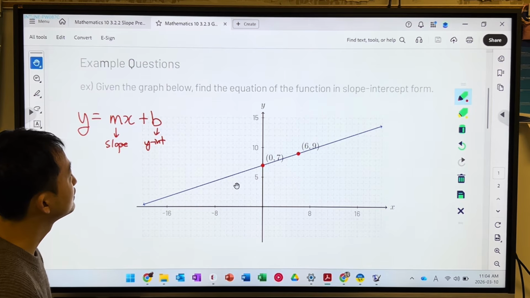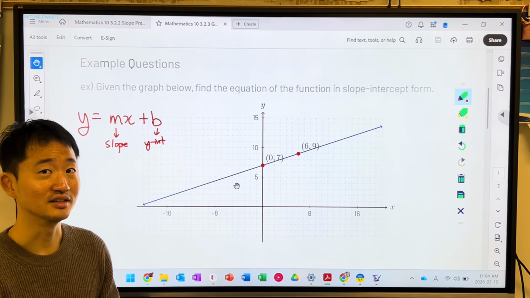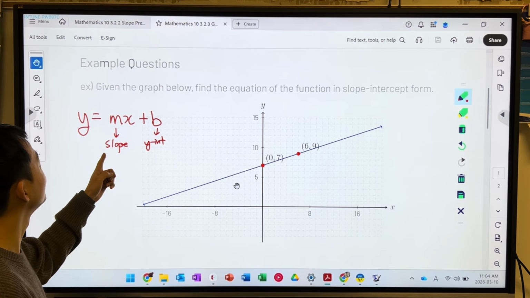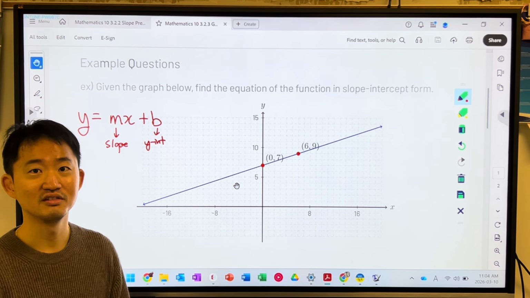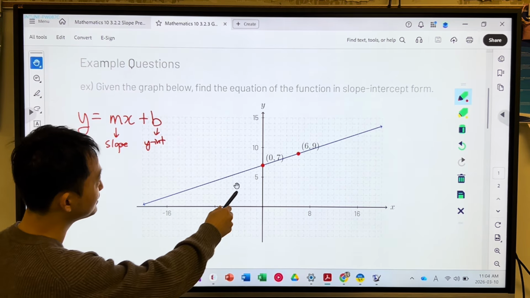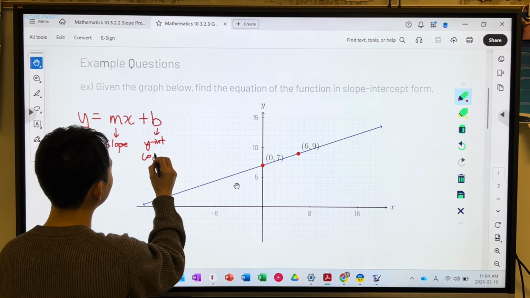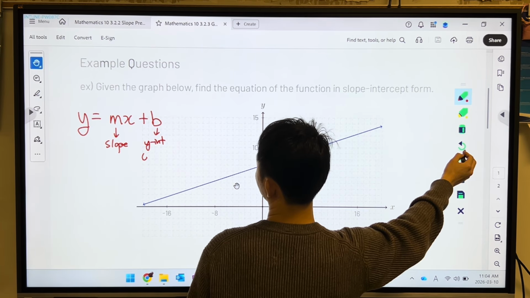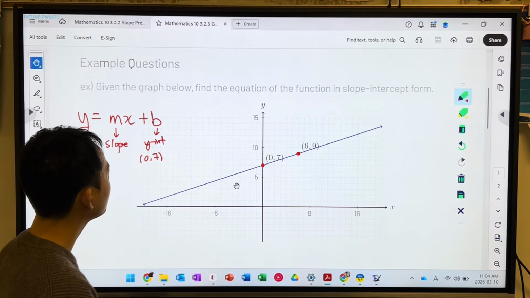So in other words, me asking you to write the equation in slope-intercept form means I'm asking you to find the slope and the y-intercept of this graph. Well, the first one is easy. The y-intercept is already there, so it's going to be 0, 7. But how do I find the slope?